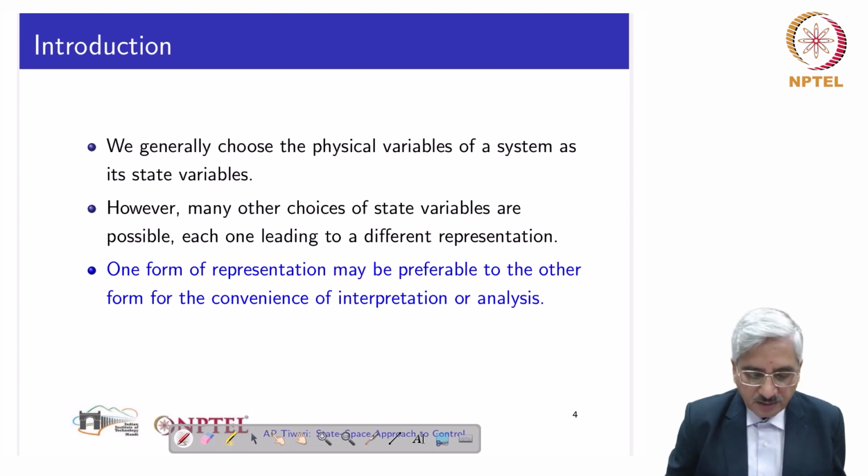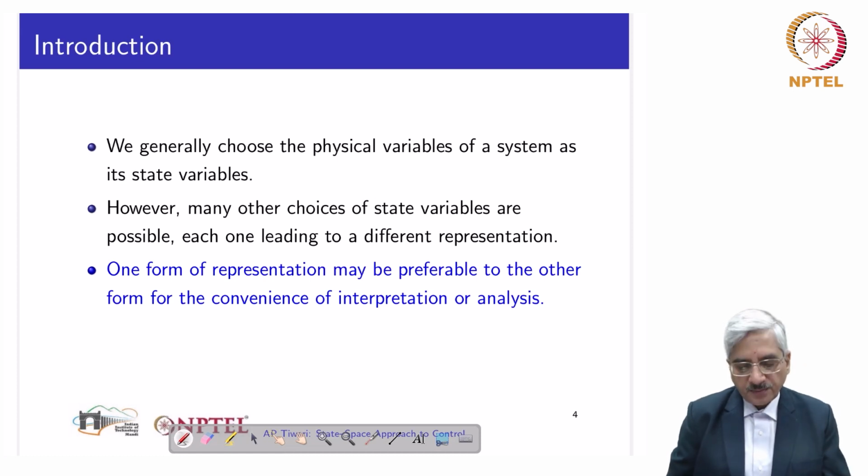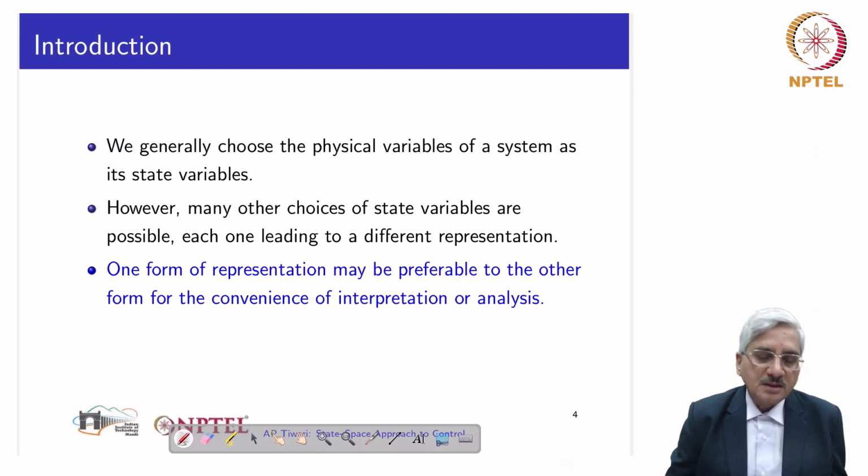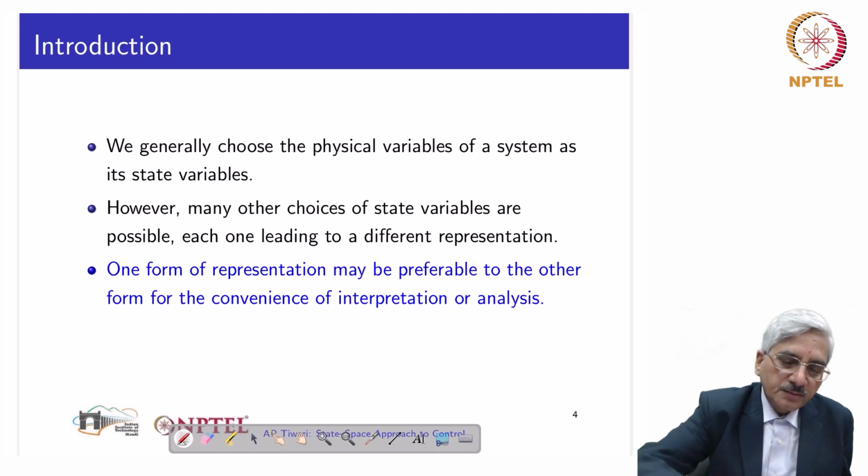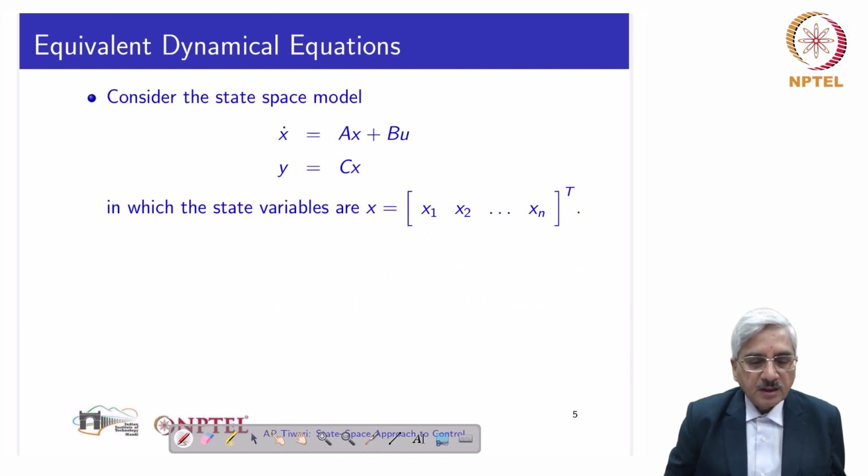However, one form of representation may be preferable to the other for convenience of either interpretation or analysis. For example, we will see subsequently that when the system description is available in diagonal form or the Jordan form, solving the state equations becomes very easy. Similarly, when the representation is available in the companion form, design of control or observers becomes very easy. Now we come to how to transform the system from one representation to the other using the similarity transformation.